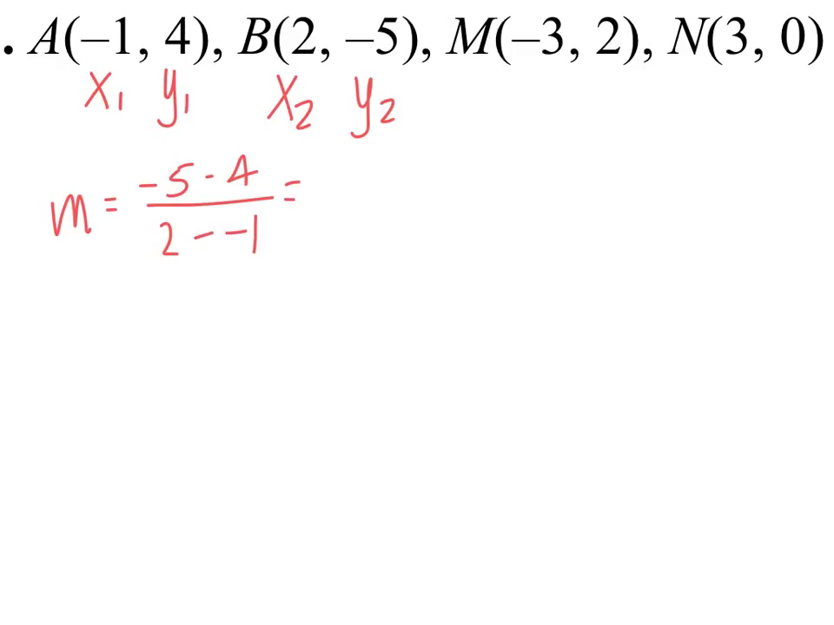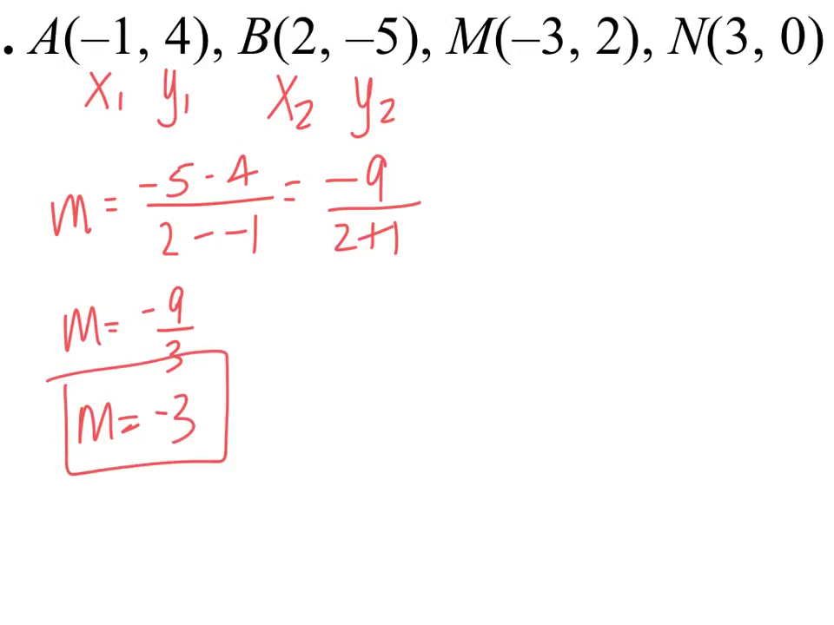So we end up getting negative 9 divided by positive 3. I got that by doing 2 plus 1. So my slope is equal to negative 9 over 3. So my slope is equal to negative 3. All right, now let's take a look at line MN.